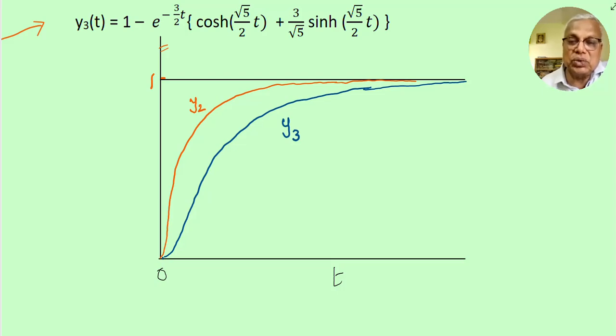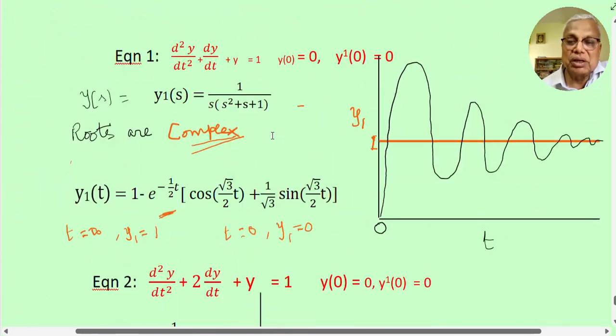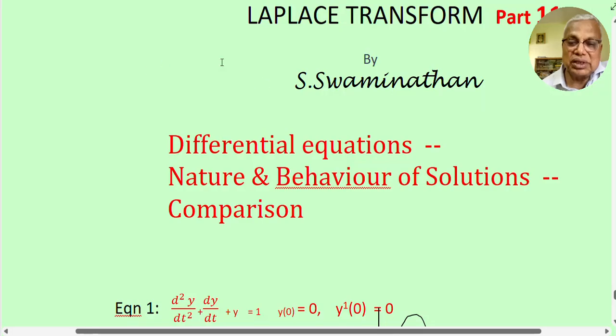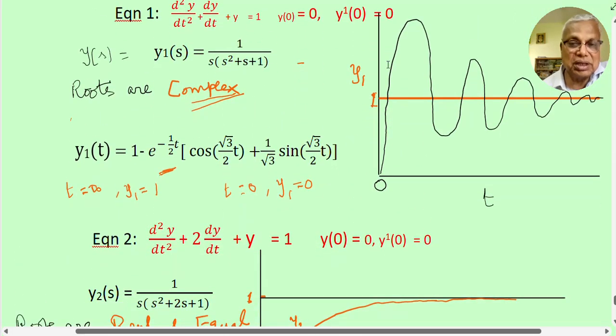Between y1, y2 and y3, all of them start from 0 and end at 1, but y1 has oscillations in between. y2 and y3 have no oscillations. So y2 reaches 1 faster than y3 without oscillations, and y3 becomes slower than y2. So this is the comparison of the nature and behavior of the solutions for these three differential equations.